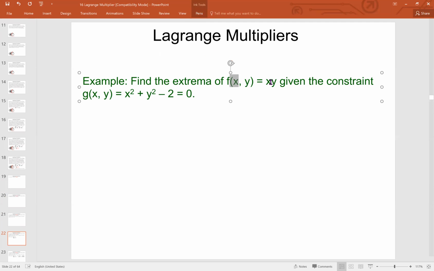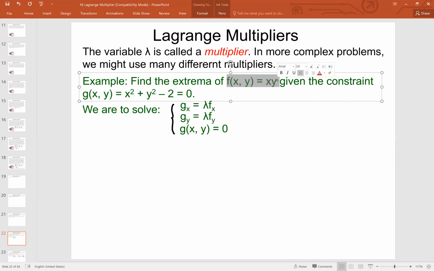What's f of x, y equal to xy? If you think about it, that's a saddle. What's x squared plus y squared minus 2 equals 0? Move the 2 to the other side. This is a circle.